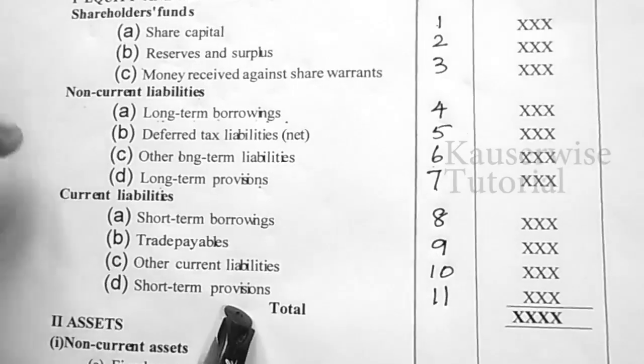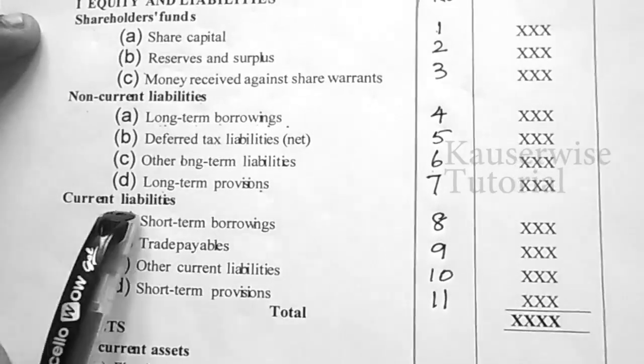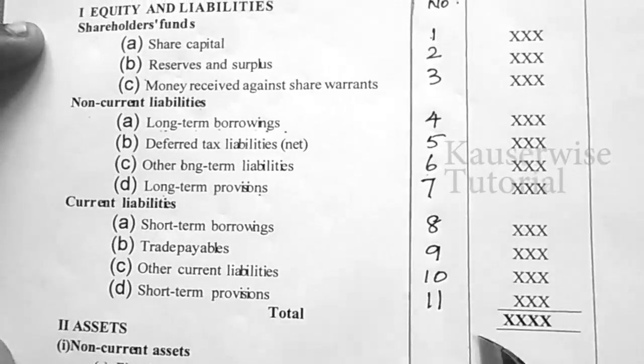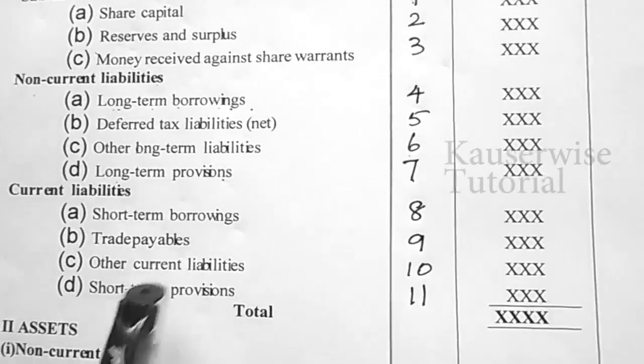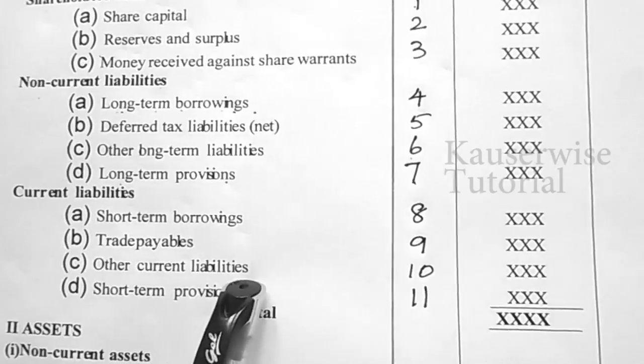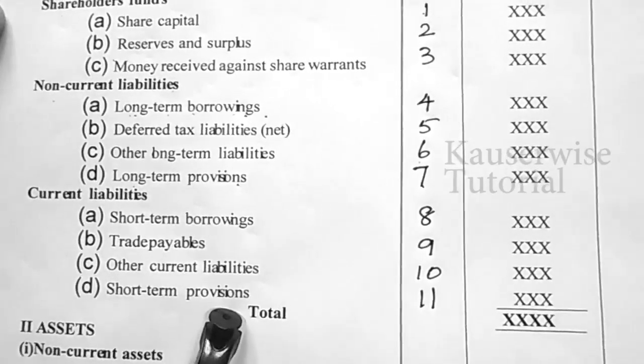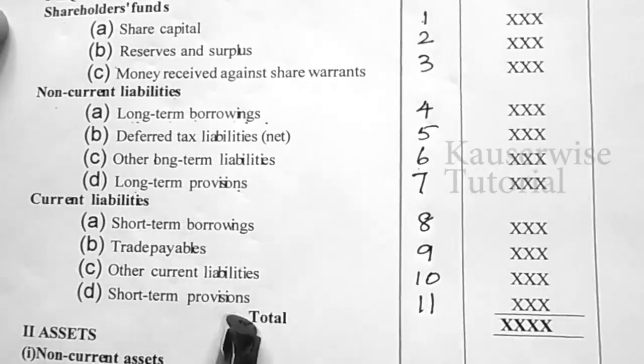So now let us see the current liability contents. Under current liabilities, 4 contents are there. First one, short-term borrowings. Second one, trade payables. Third one, other current liabilities, and the last one is short-term provisions. So let us see each and everything separately.